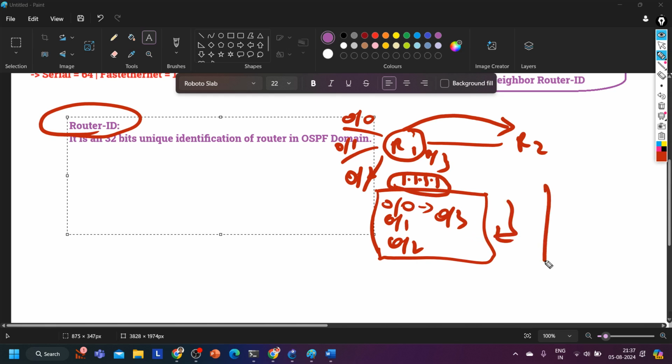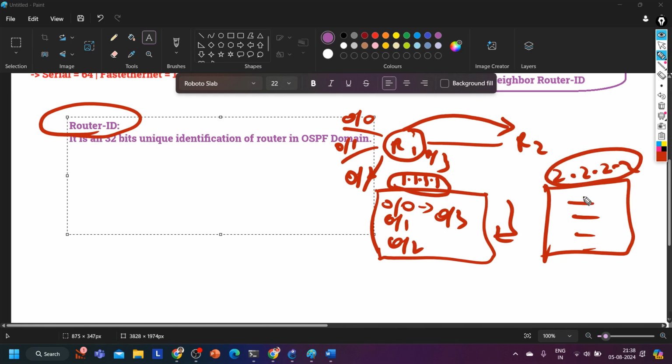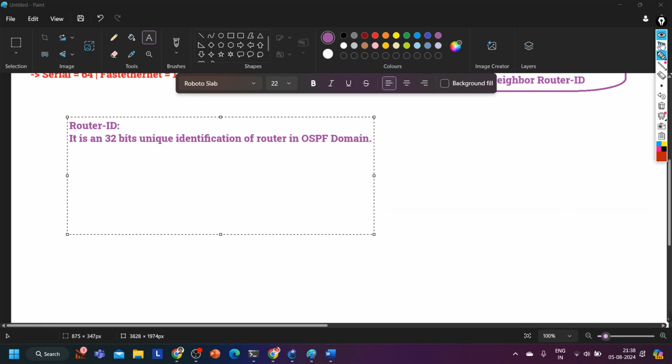In the same way, router 2 is going to maintain a database and its router ID is 2.2.2.2. So router 2 is going to represent its database in the entire OSPF domain with the help of this router ID, and router 1 is going to represent its database in the entire OSPF domain with this router ID, right? So it is the unique identification of a router in the OSPF domain. If we have 100 routers in the OSPF domain, all 100 routers will have a unique router ID. Now, how to configure the router ID?